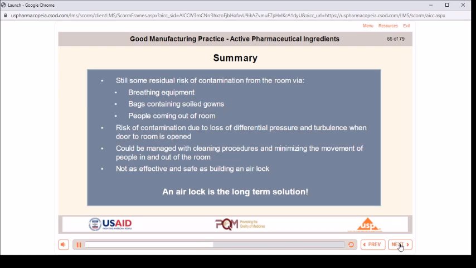A further risk is the loss of differential pressure and creation of turbulence each time that the door to the room is opened during operations and before the room and the equipment have been cleaned down. Some of these residual risks could be managed with cleaning procedures and by minimizing the movement of people in and out of the room during operations, but these measures are not as effective and safe as building an airlock for entry into the room.